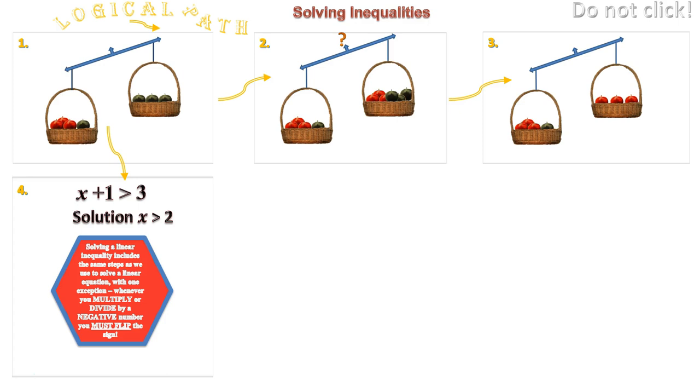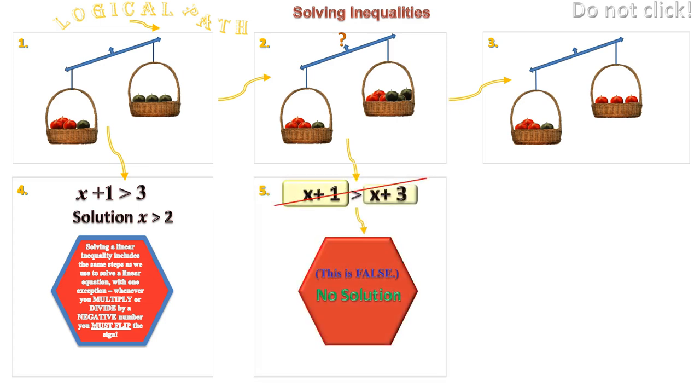Now let's look into the inequality for the second situation, which we remember is wrong. x + 1 > x + 3. So this inequality is wrong because it presents a wrong statement, a wrong situation. This is why this inequality would never ever have a solution, because it's a false statement.